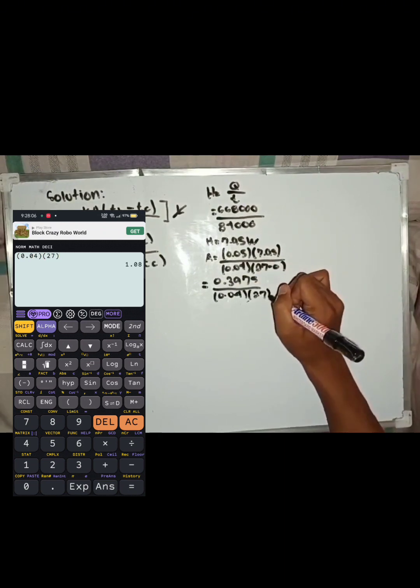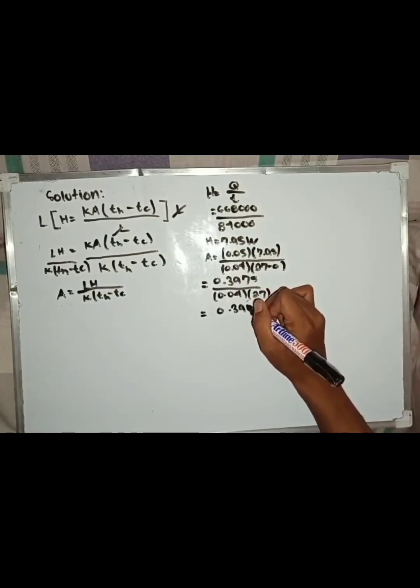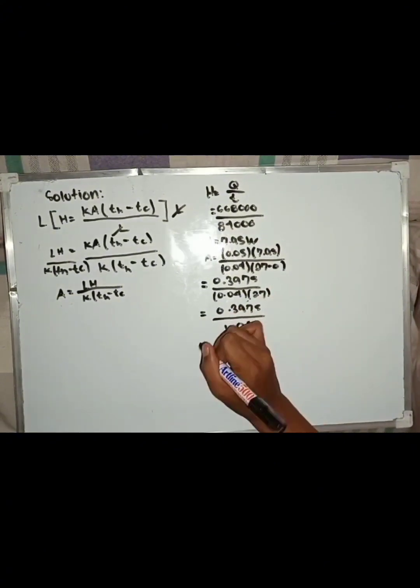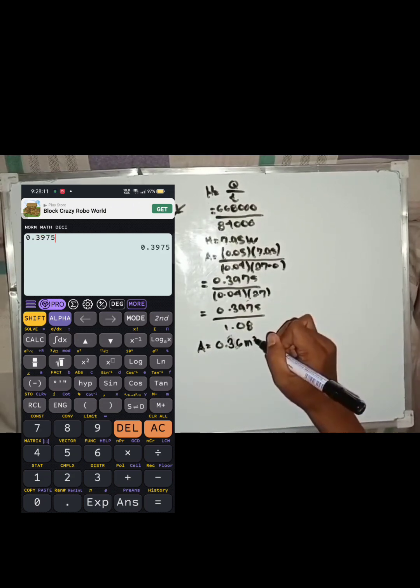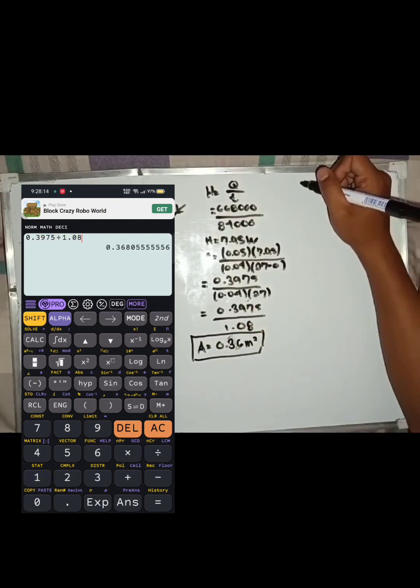Dividing this, 0.3975 divided by 1.08, we get our final answer, which is equal to 0.36 square meter. This is the total wall area for our designed cooler made from the fiberglass plates. So that ends our answering in solving this exercise number 1 for the mechanism of heat transfer in the course unit 6. Thank you for listening.